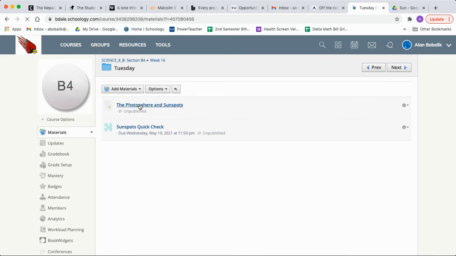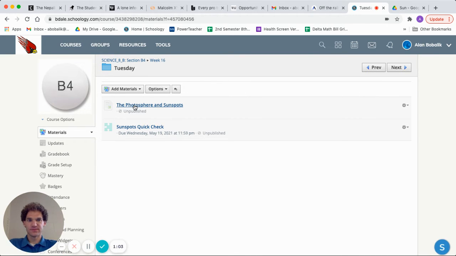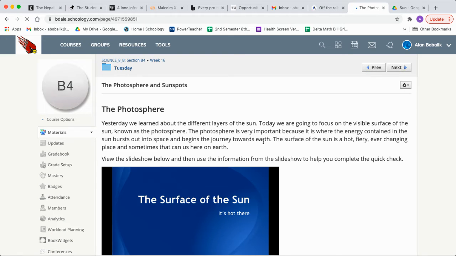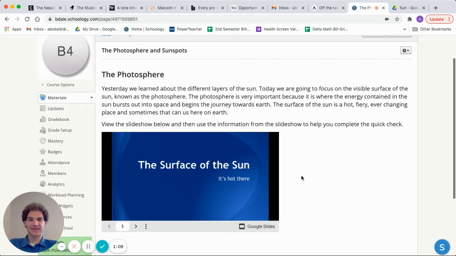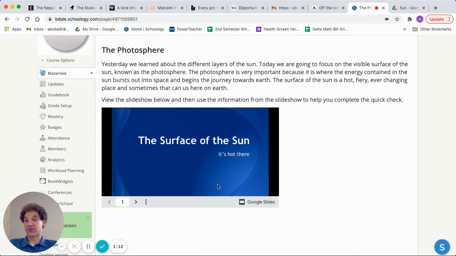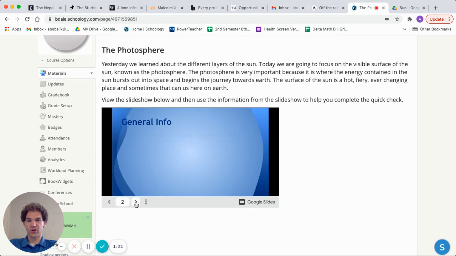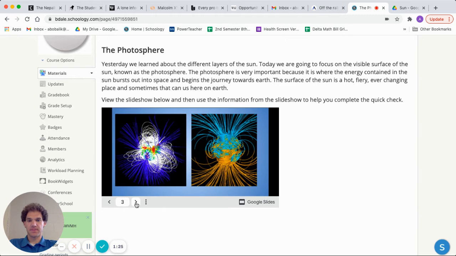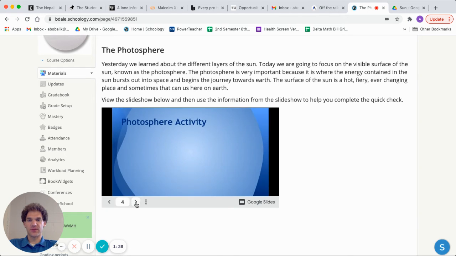So photosphere and sunspots, that's the page we need to read. When you go there, there's a brief little introduction paragraph. Make sure we read that. And then a slideshow talking about the surface of the sun. Yes, it's hot there. Not nearly as hot as the core of the sun, but it'll still burn you good. So go through the slideshow, some general information about the sun. Some general information about the photosphere, which is the visible surface of the sun.